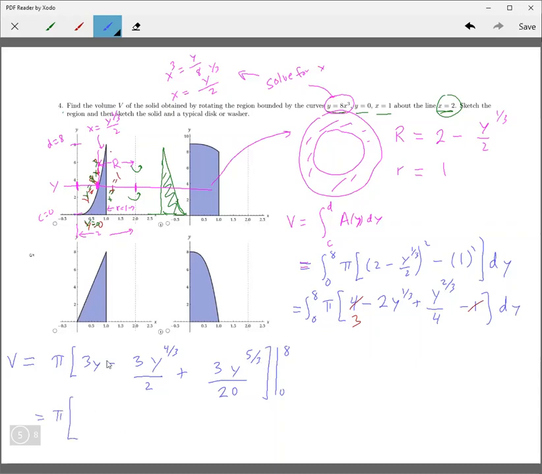Okay, now I'll plug the 8 in first, so that's 3 times 8 minus 3 times, okay, y to the 4/3 is 8 to the 4/3, which you take the cube root first, that's going to be 2, so 2 to the 4th. And then here, this will be 3 times 2 to the 5th over 20.